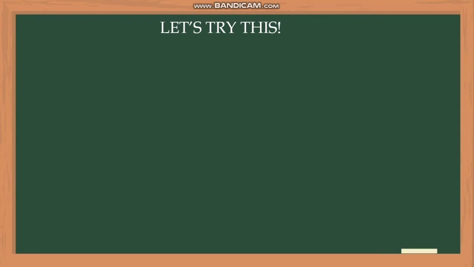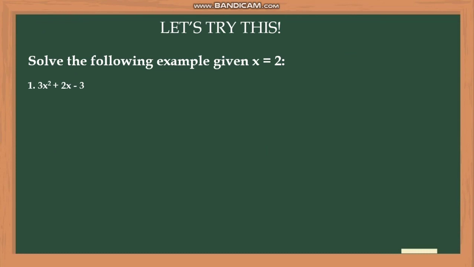So let's try this. I will give you an example and I hope you will identify it. Of the following example, given x is equal to 2. This is number 1. X squared plus 2x minus 3. How will you identify it? How will you solve it? If you can solve it, just pause the video and answer it.